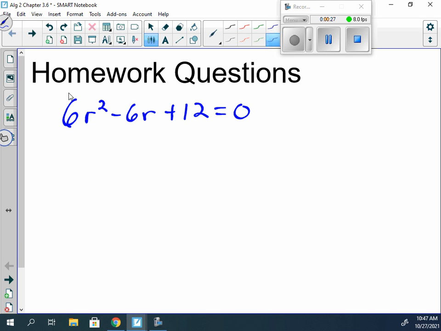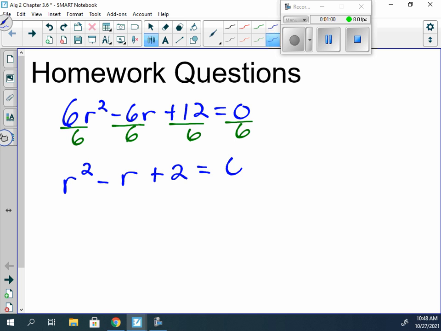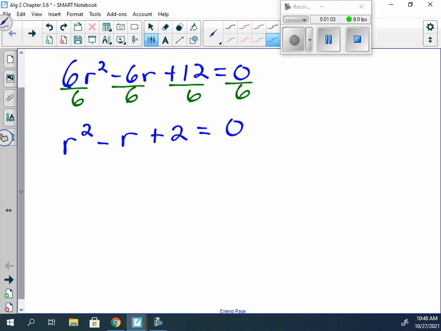Now, luckily with completing the square, it will work out that we can get a solution every time. The first step in completing the square with this is we need the value for a, the number in front of r squared in this case, to be 1. So we can divide everything by 6. 6r squared divided by 6 would be r squared, minus 6r divided by 6 would be just r, and 12 divided by 6 would be plus 2 is equal to 0.